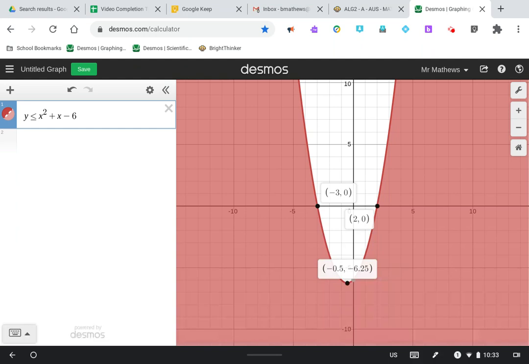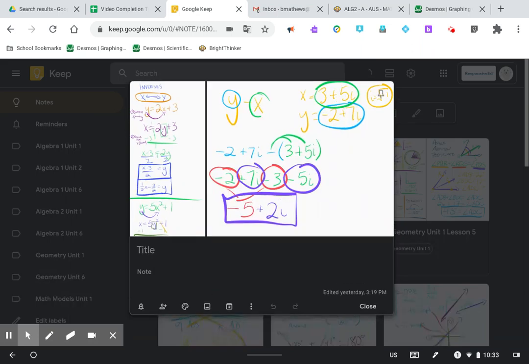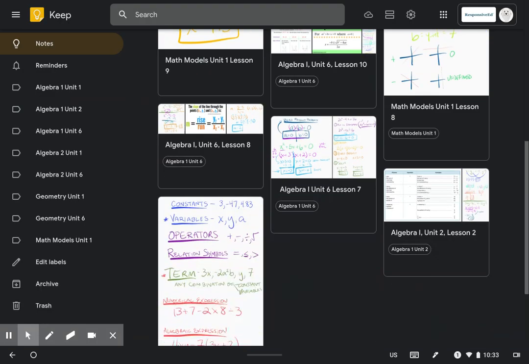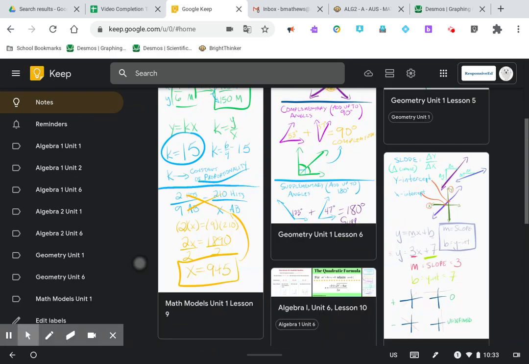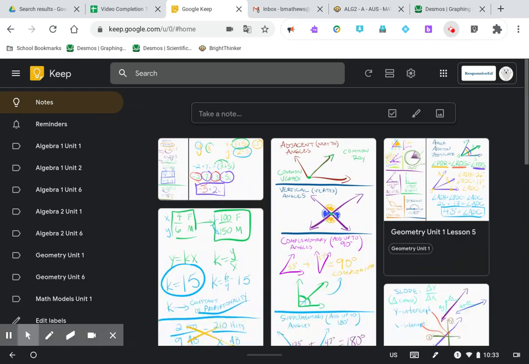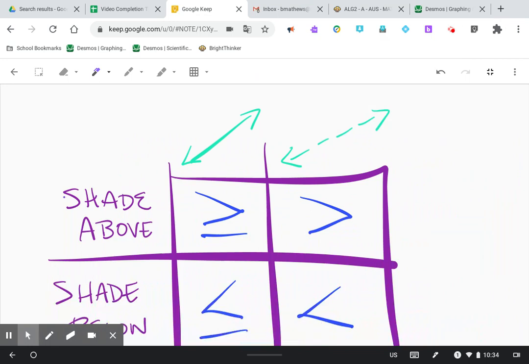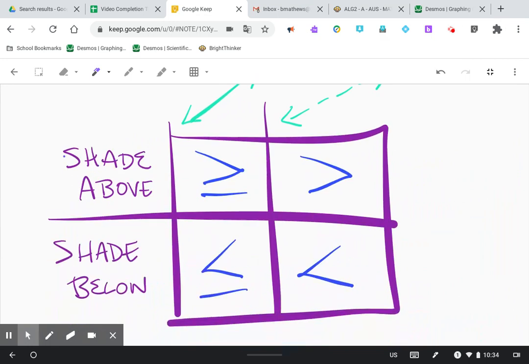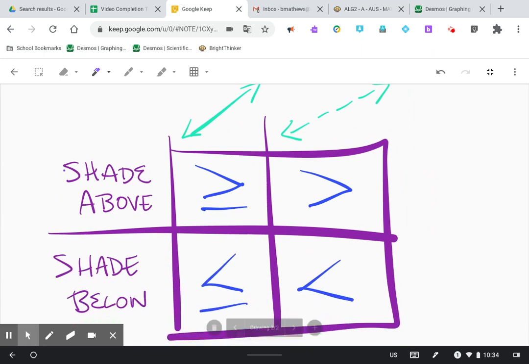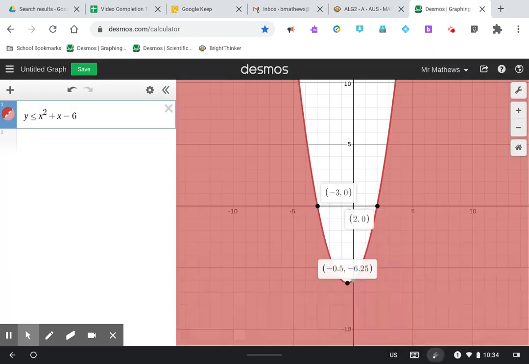A couple of things, and I will put this in the notes to remember. I have this in another lesson. Yes, here it is, back from lesson 5 of the same unit. We talked about the different symbols here. Remember that the line underneath the inequality symbol means you are going to have a solid line on your graph, which is what we see here.